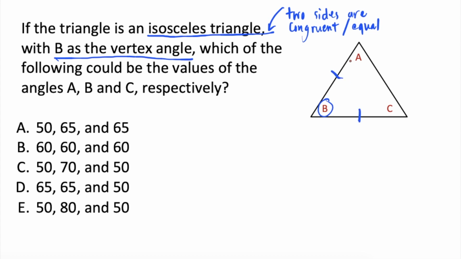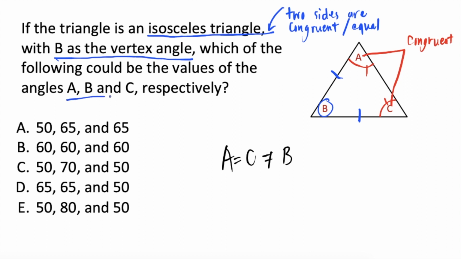Since yung dalawang line na ito ay equal, yung angles opposite them should also be equal or congruent angles. So we have angle A is equal to angle C, but they are not equal to angle B. Ito yung condition na ifa-follow natin. So i-check natin yung choices kung ano yung nagsisatisfy sa condition na to. We have A, B, and C respectively.